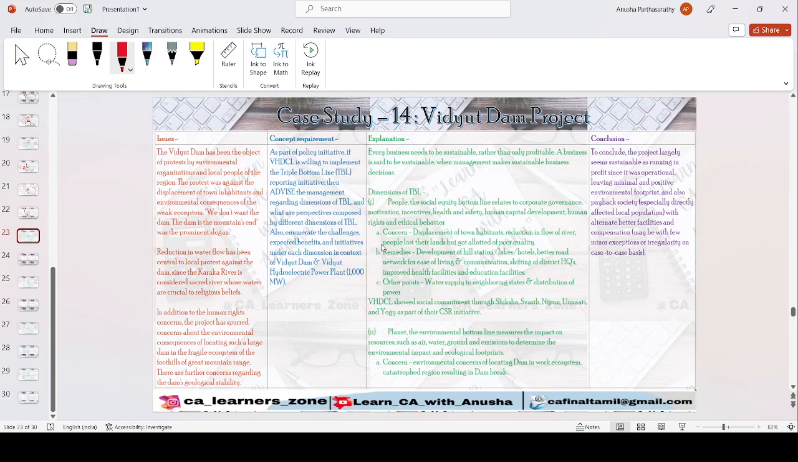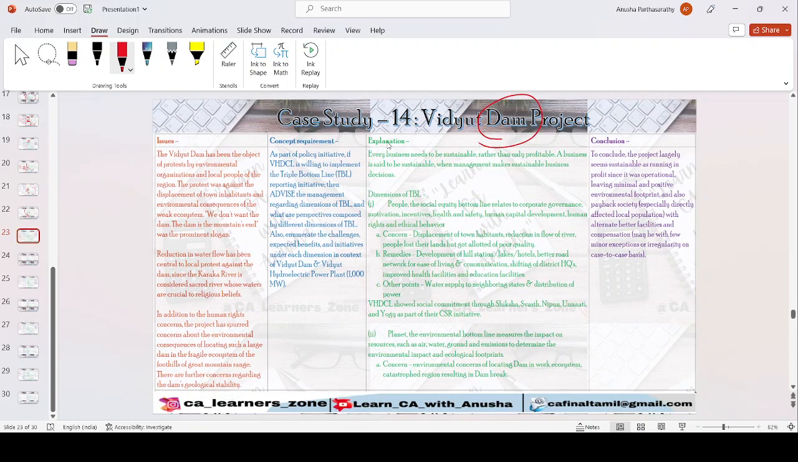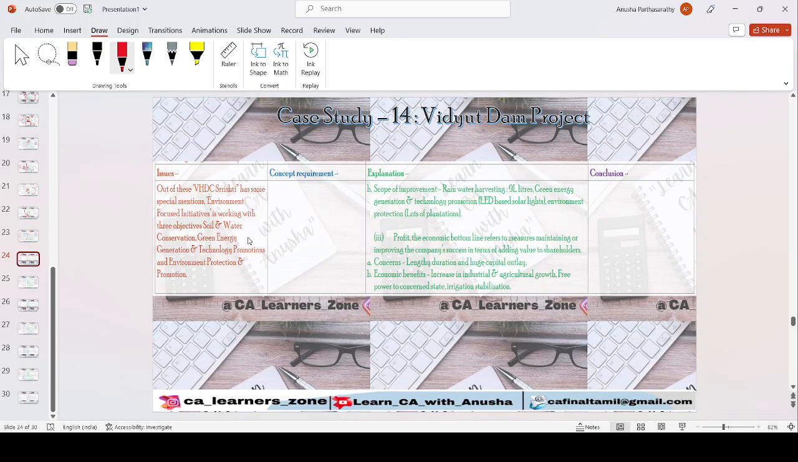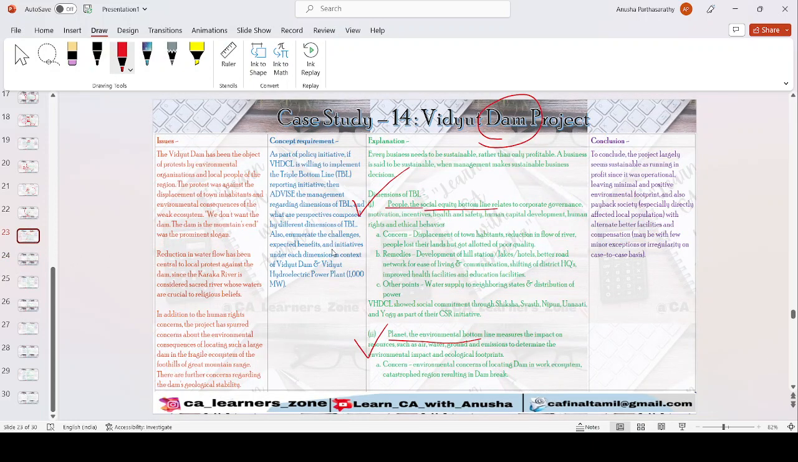And with your dam project, here we are going to go with the concept of triple bottom line. Triple bottom line has 3 dimensions. One is people, the social equity bottom line, planet, the environmental bottom line, and profit, the economic bottom line. So first is people, which means I have to give some benefits to the people. First, I have to set out the concern, what remedies are possible and what other points are possible. This is with respect to the case study.